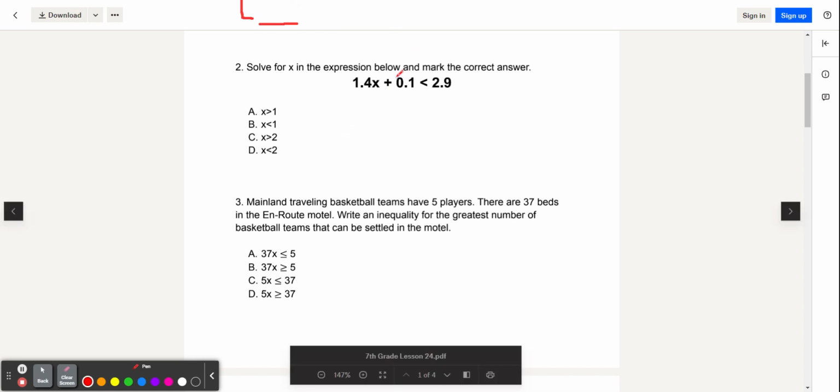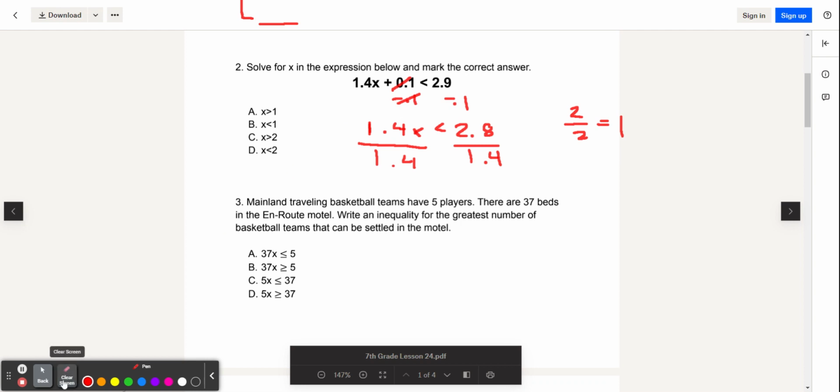Now we solve for x in the inequality below and mark the correct answer. When solving inequalities and expressions, you want to isolate the variable. So to do that, we first subtract the constant, 0.1, from both sides. This cancels out, and on the right side, we get 2.8. So it will look like this. Then we divide the coefficient off, because if you remember, a number over a number is always 1.